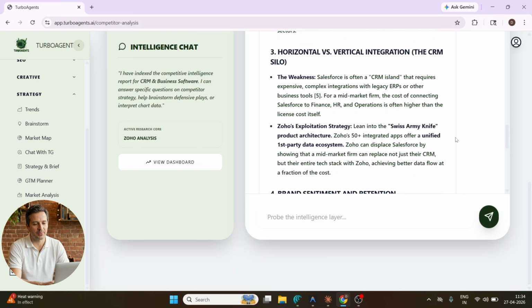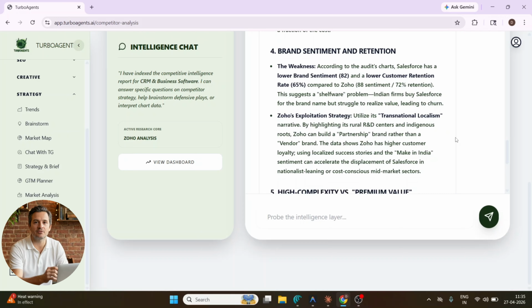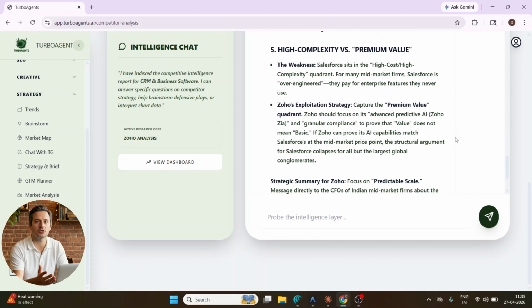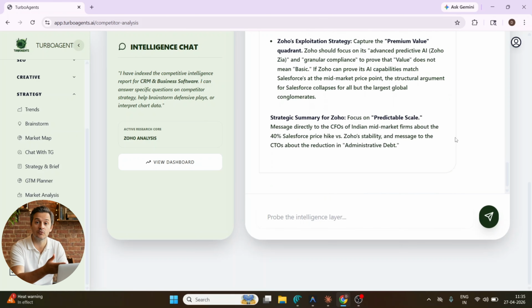The analyst's recommendation was to market directly to Indian CFOs on pricing stability and to CTOs on reducing administrative debt. That's a 2-pronged go-to-market argument, built from the data, delivered in a chat response. The analyst draws on search-grounding logic for questions outside the report scope as well, so you can keep interrogating the competitive landscape for as long as the brief requires.